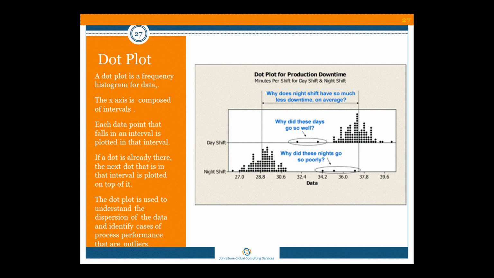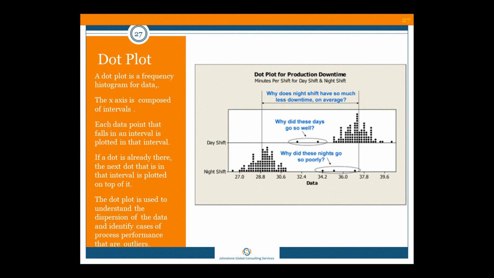In this example, we're comparing the downtime for the day shift and the night shift. Every day we look at the amount of downtime that each shift experiences, and we plot a dot in the appropriate bin corresponding to that shift's downtime. Now you can see that the day shift tends to have a lot higher downtime than the night shift.